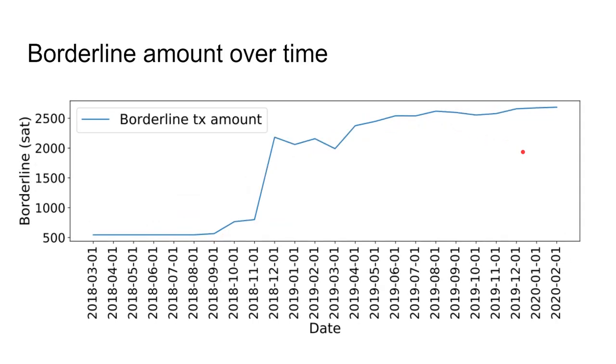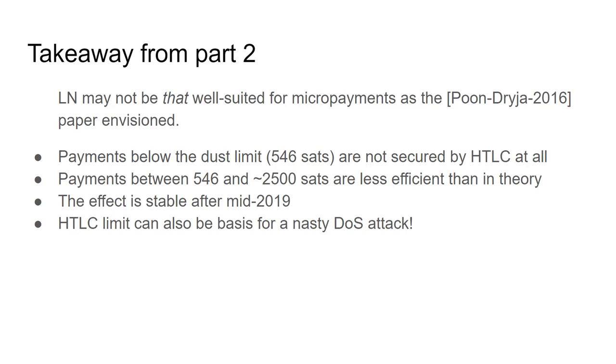And finally, we were interested in how the borderline transaction amount has changed. It has risen dramatically in late 2018. Then it has stayed relatively stable, and for the past months, it is somewhere around 2,500 satoshis. So for the values of payments below 2,500 satoshis, this issue is actually relevant. This is the takeaway, and the takeaway is that the Lightning Network may be not that well suited for micropayments as the original Lightning paper envisioned.